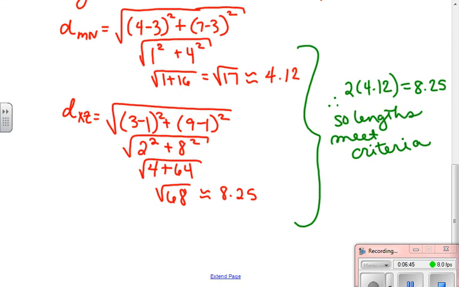So that is a perfect example of the elements of a coordinate geometry proof problem. Tune in to the next video for the last example.